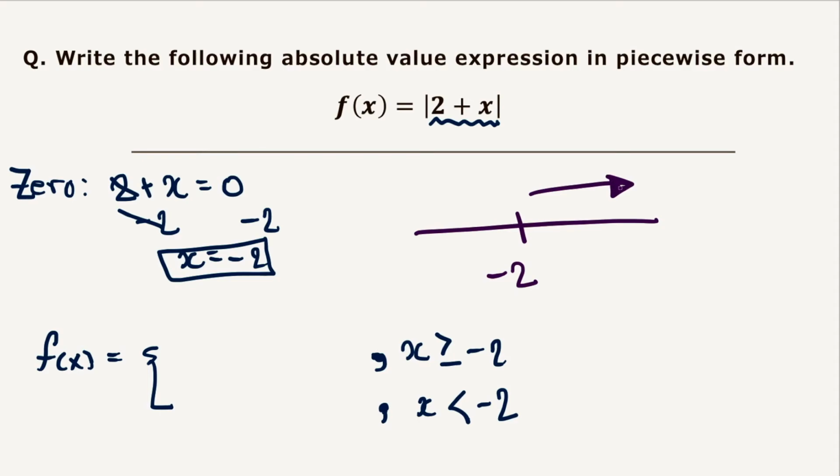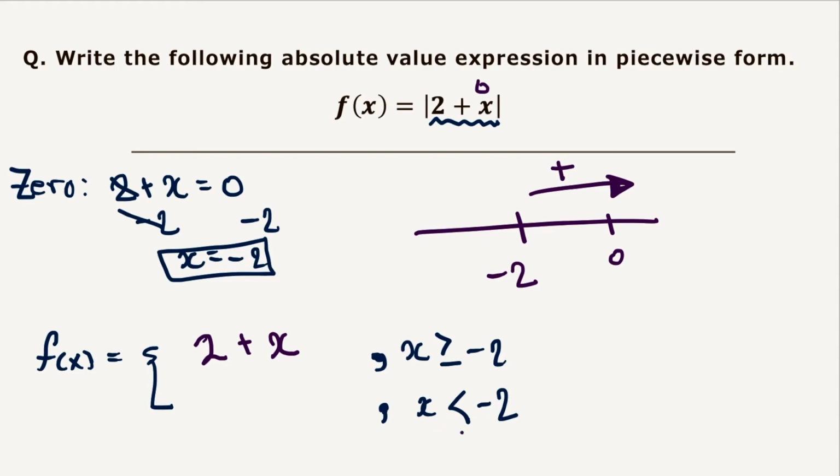So in this case, for example, when x is 0, which is greater than or equal to negative 2, do we get a positive value or negative value? Well, 2 plus 0 is 2, which is positive. So in this case, whatever we do with x, we always get a positive value. Therefore, we don't have to put a negative sign in front of the expression. We can just take the expression out the way it is. So 2 plus x.